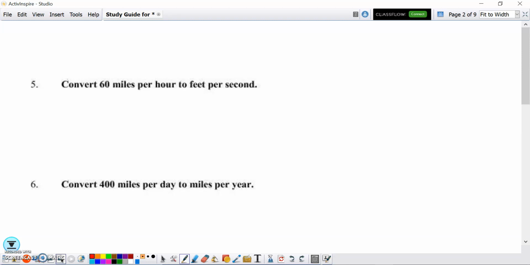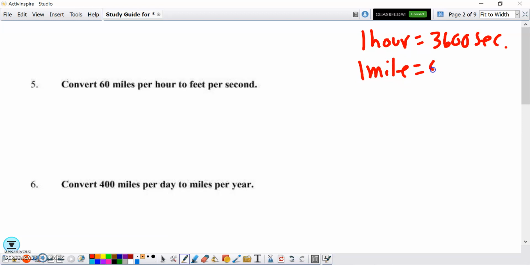Convert 60 miles per hour to feet per second. So we need to know a few things. We need to remember that in 1 hour, there are 3,600 seconds. We also need to know that in 1 mile, there are 5,280 feet. All right, here we go.